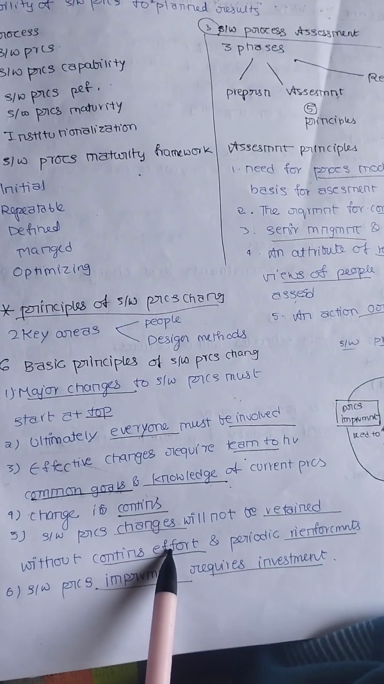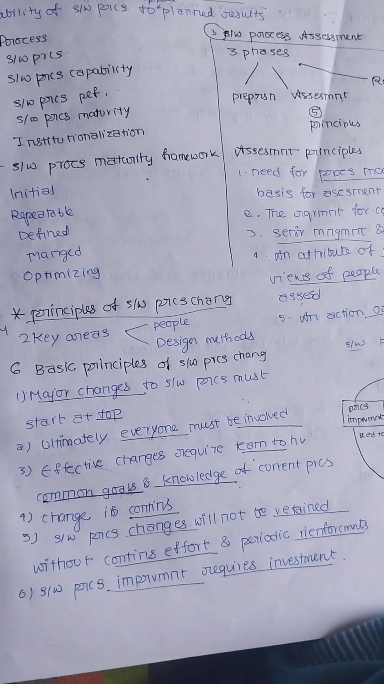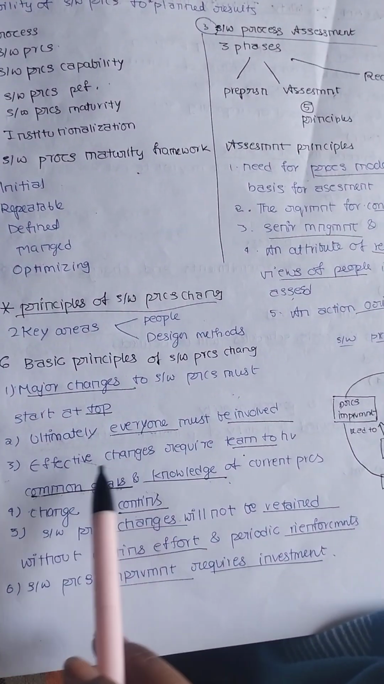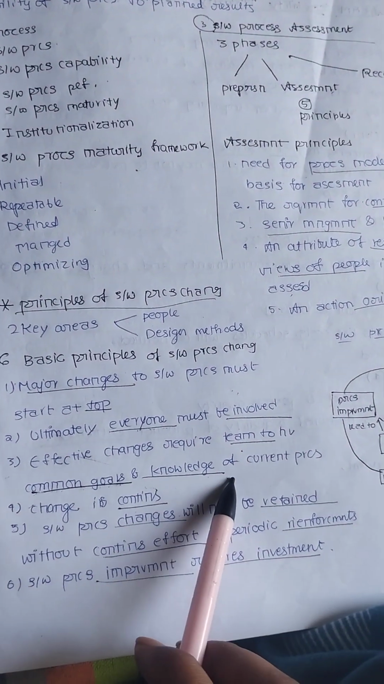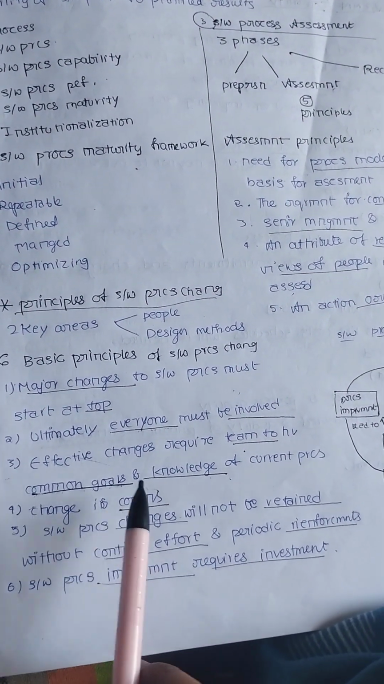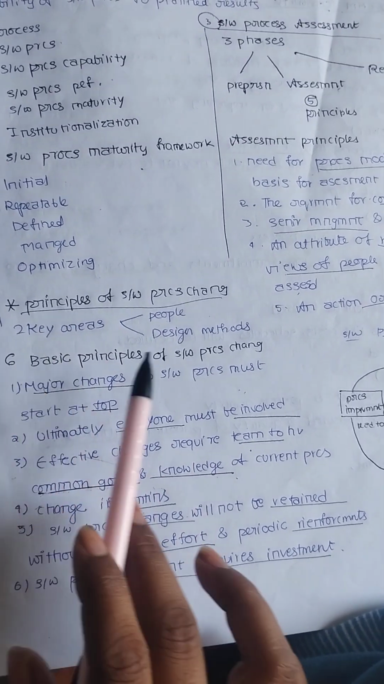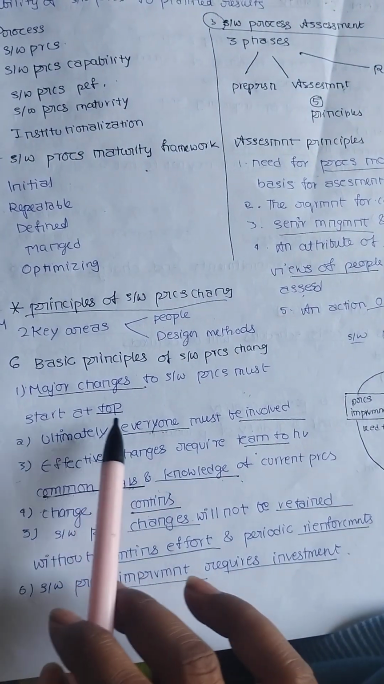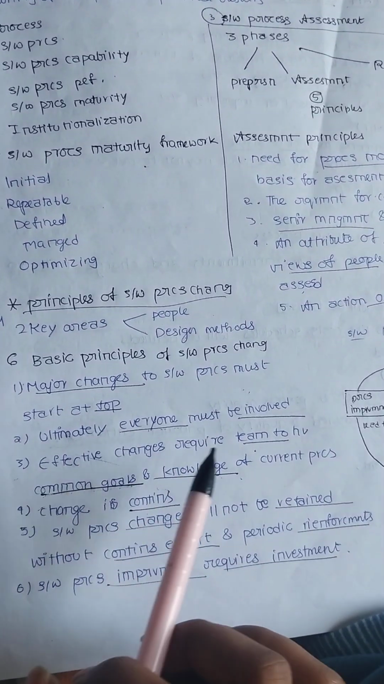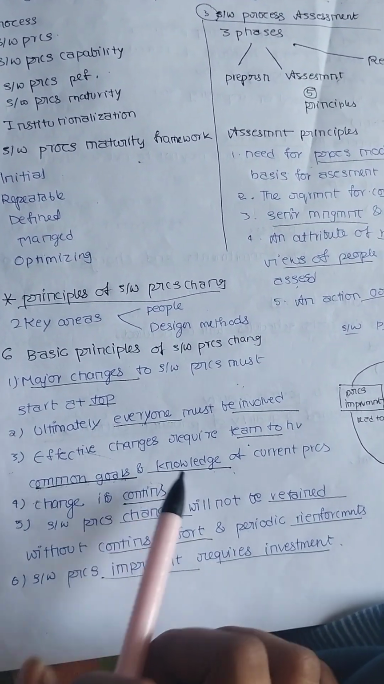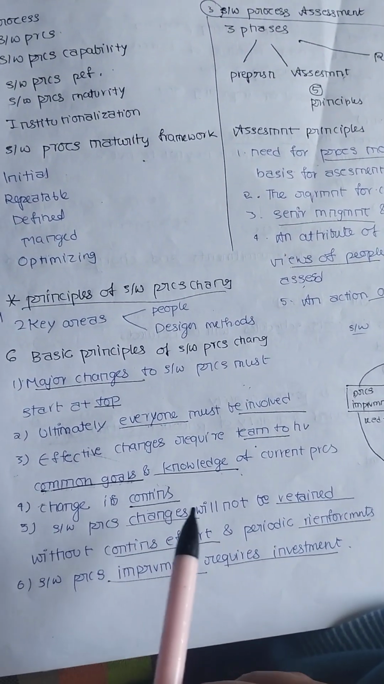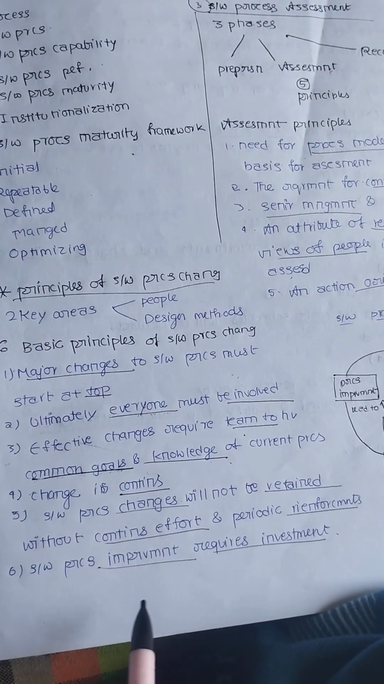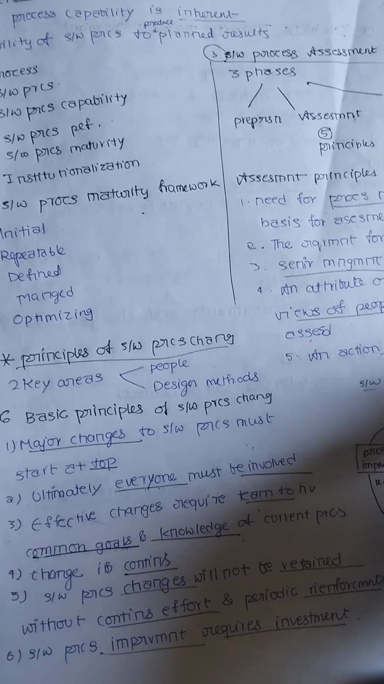The change is always continuous. First, major changes of software should happen at the top, and then everyone should be involved. Effective changes require the team to have common goals and knowledge of the current process. Software process changes will not be retained without continuous effort and periodic reinforcement. Software process improvement requires investment.